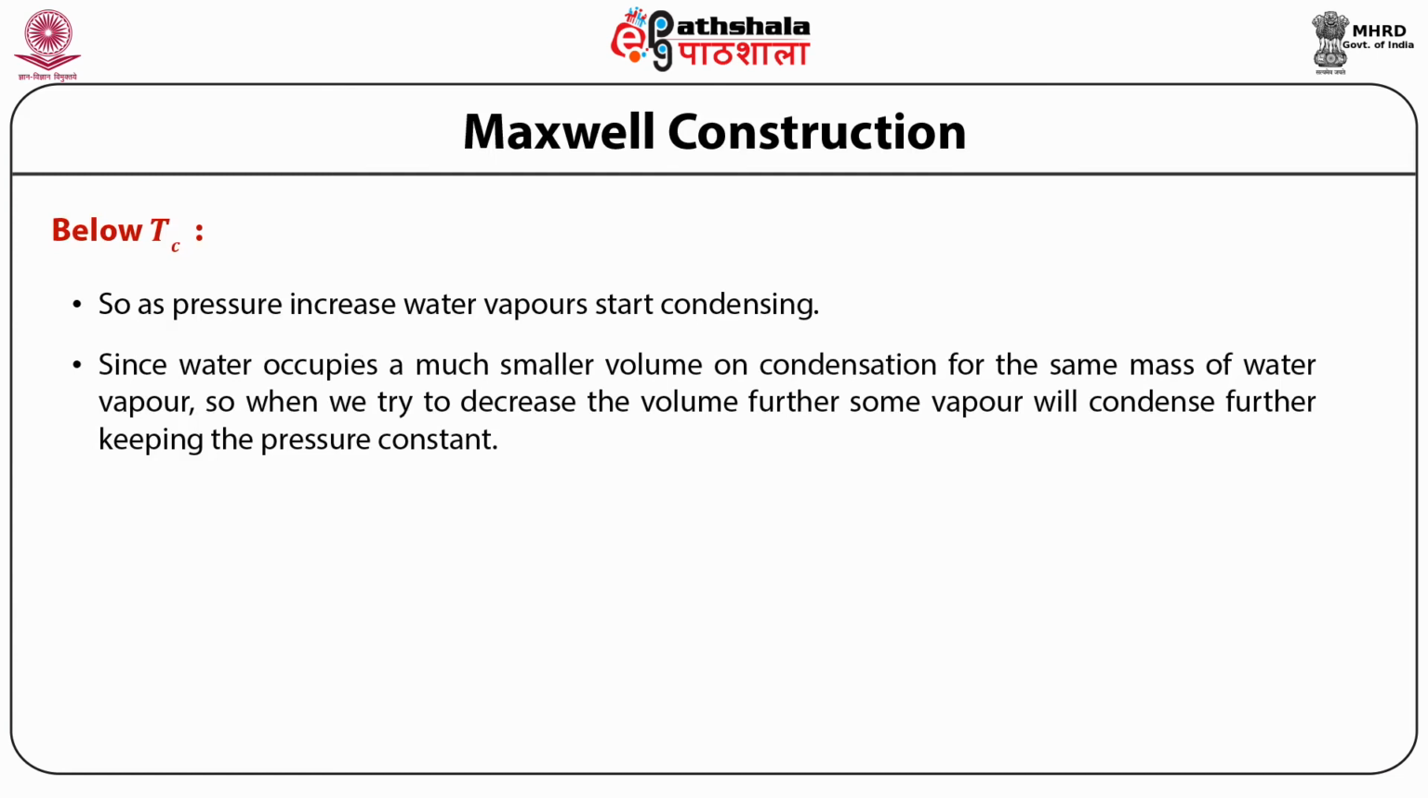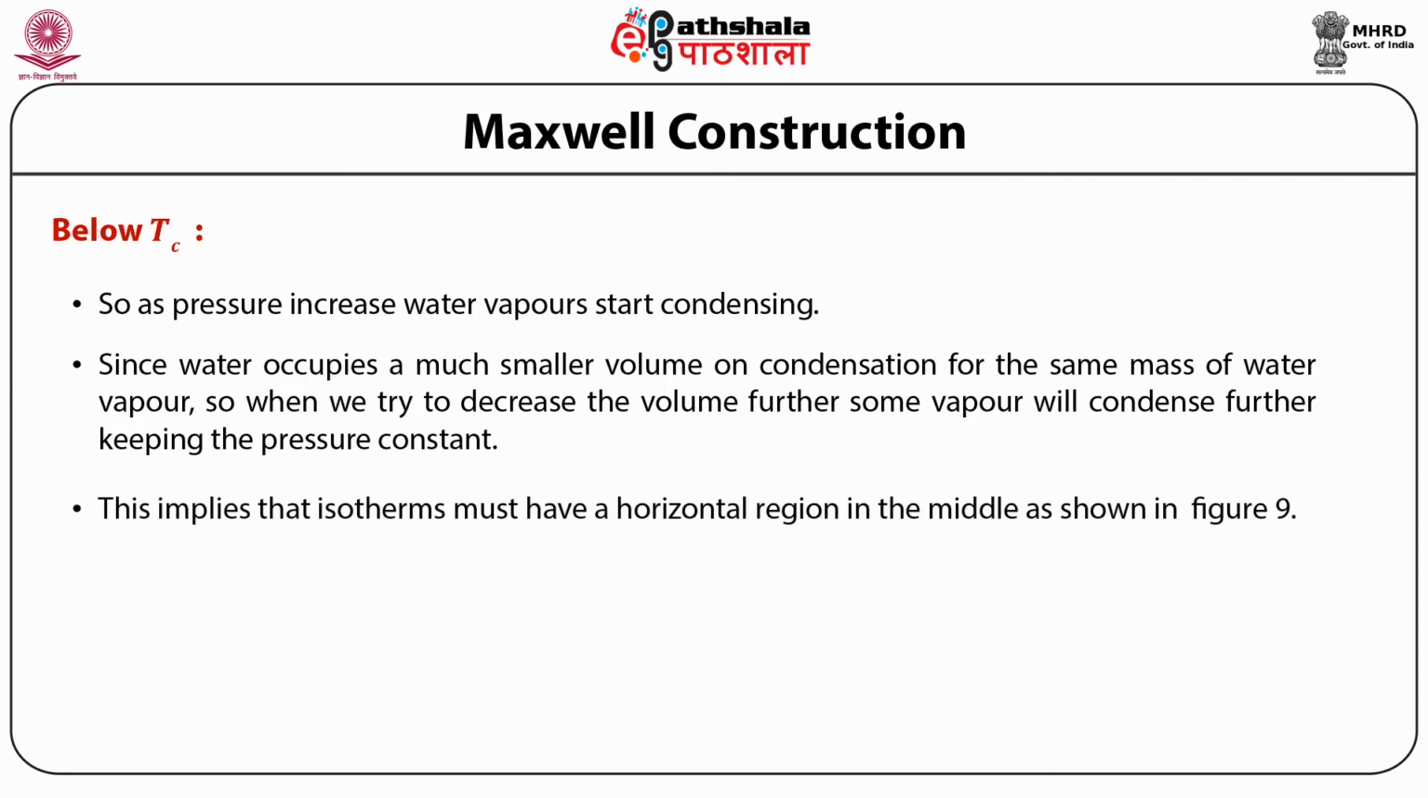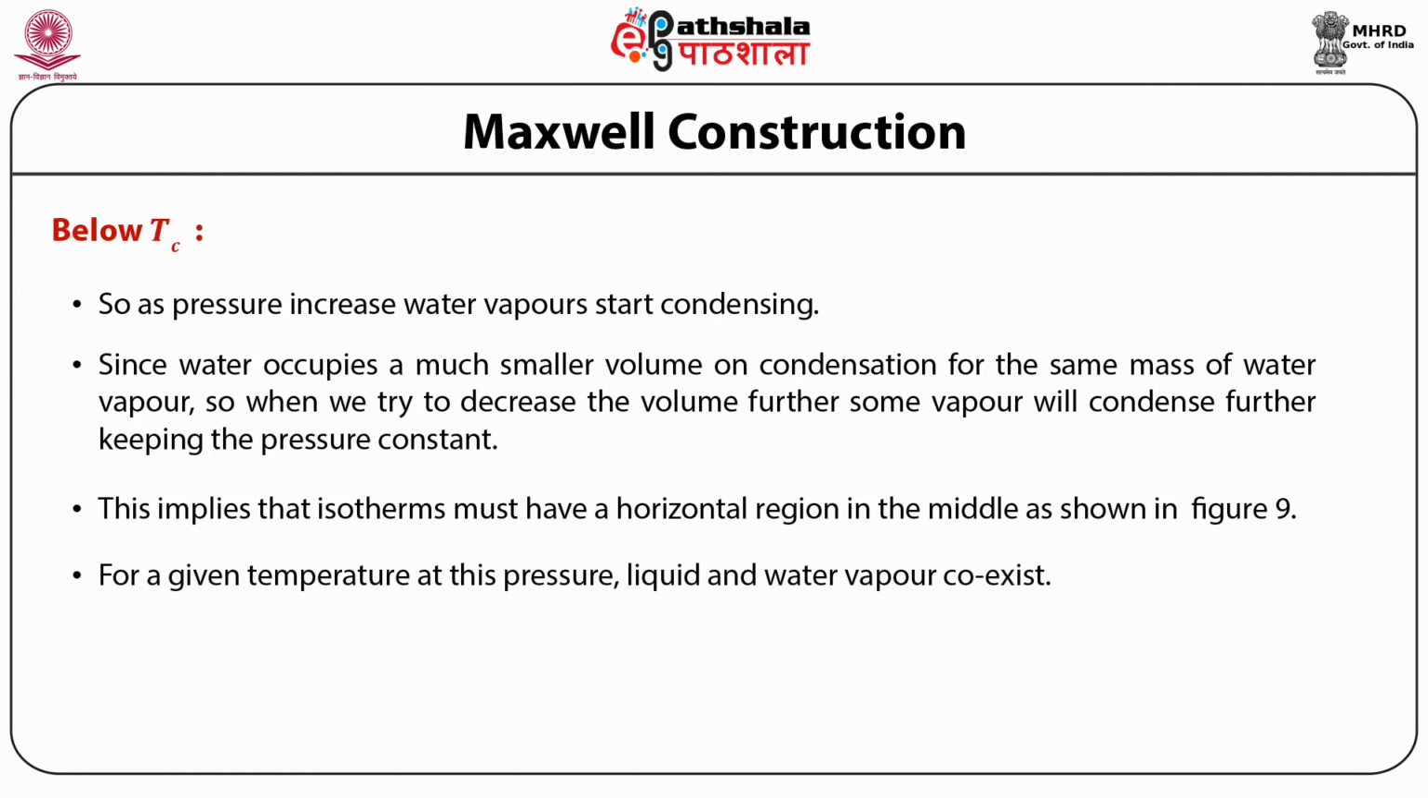Since water occupies a much smaller volume on condensation for the same mass of water vapor, when we try to decrease the volume further, some vapor will condense, keeping the pressure constant. This implies that isotherms must have a horizontal region in the middle, as shown in figure 9. For a given temperature at this pressure, liquid and water vapor coexist. When the whole of the water vapor gets condensed, to decrease the volume further, one needs to apply a very large pressure with a consequent steep rise in the isotherm.